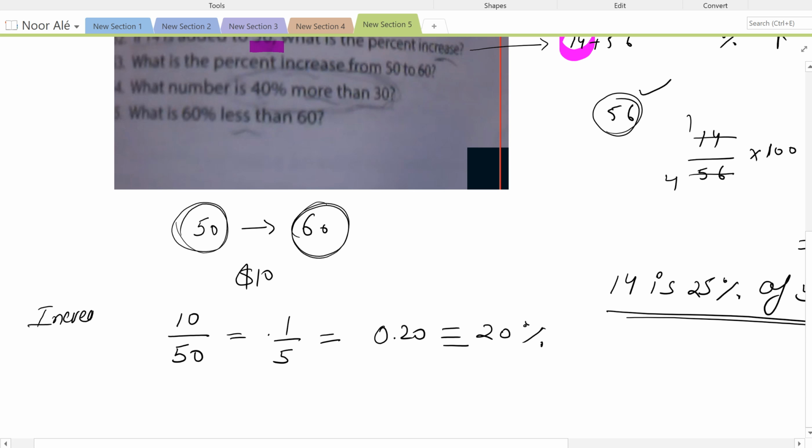So it's the 1/5, it's 20%. Increment divided by the previous amount is going to give you the ratio, and that ratio you convert into a decimal or percentage. Previous amount.